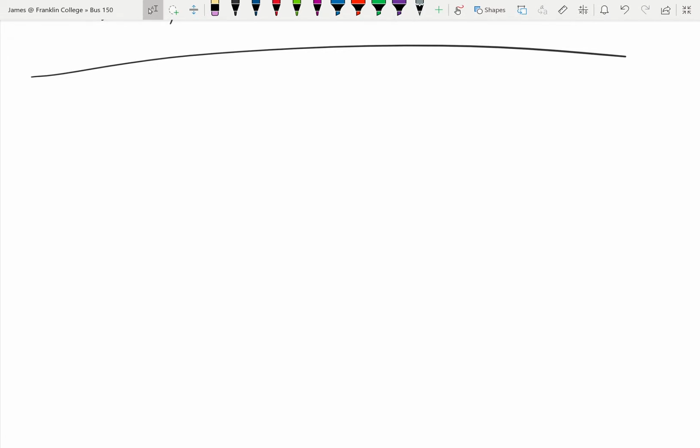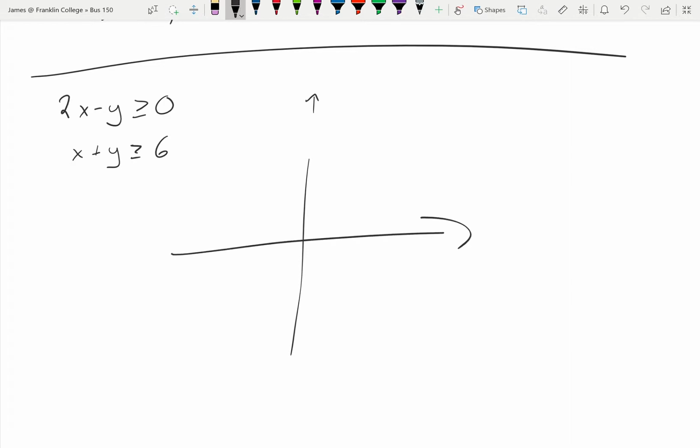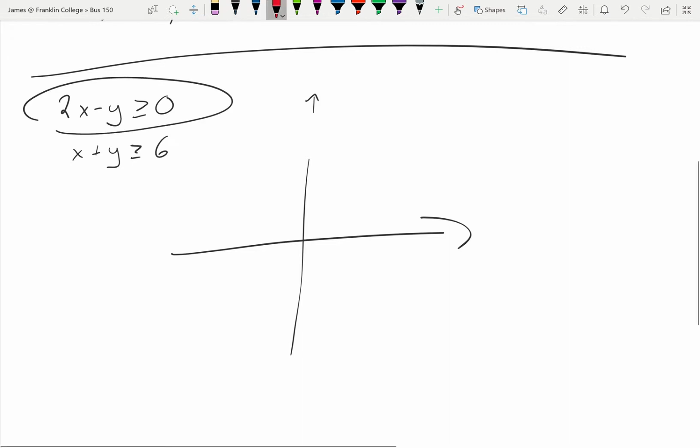Let's suppose that we have a system of linear inequality, two equations. So we have 2x minus y is greater than or equal to 0. And we also have the equation x plus y is greater than or equal to 6. So we're going to want to graph the solution set to the system of linear inequalities. So let's deal with this equation first.